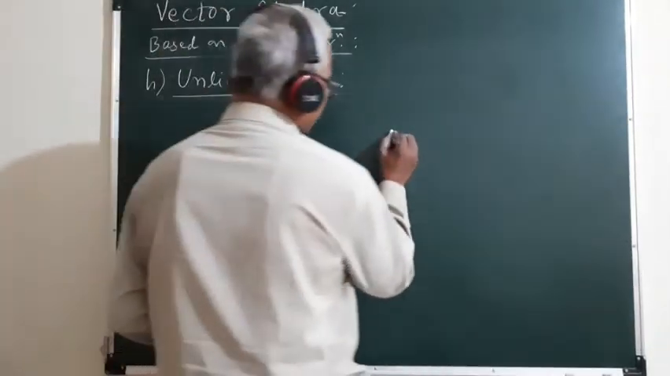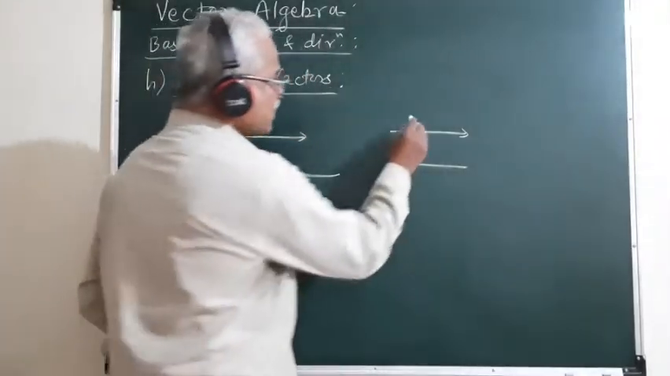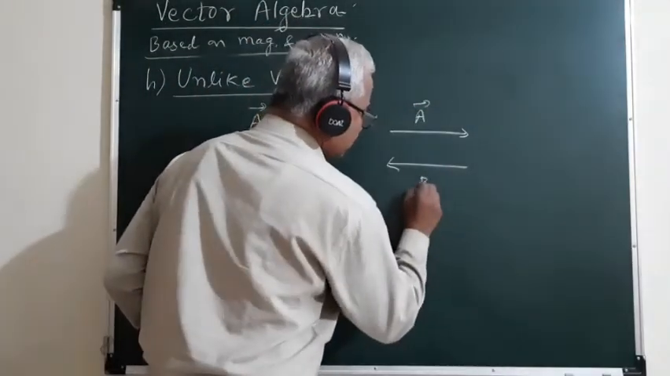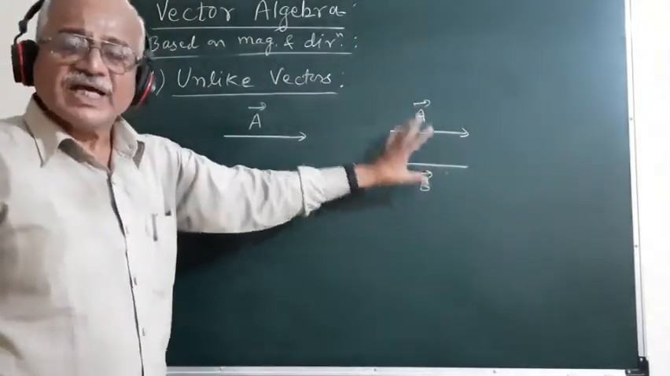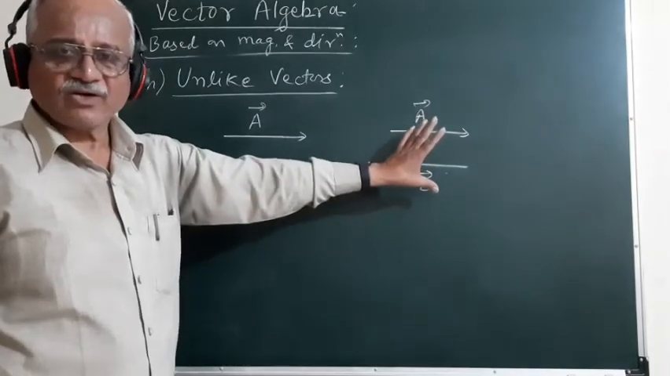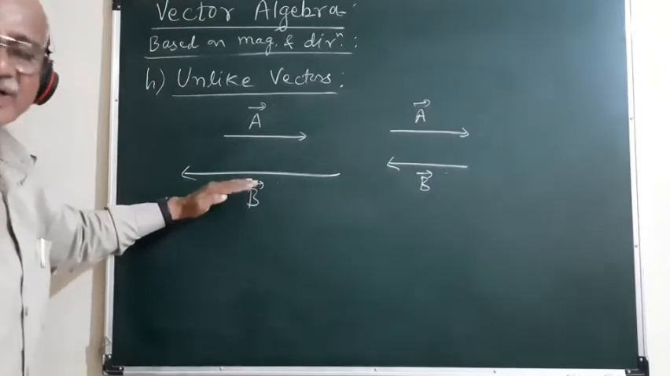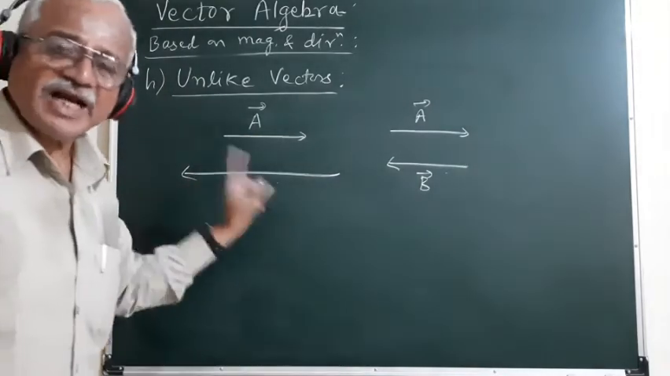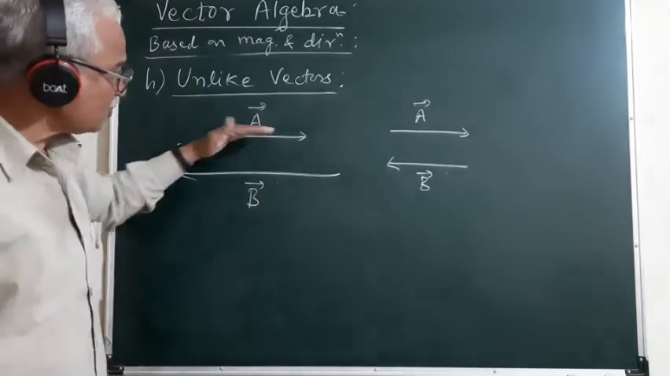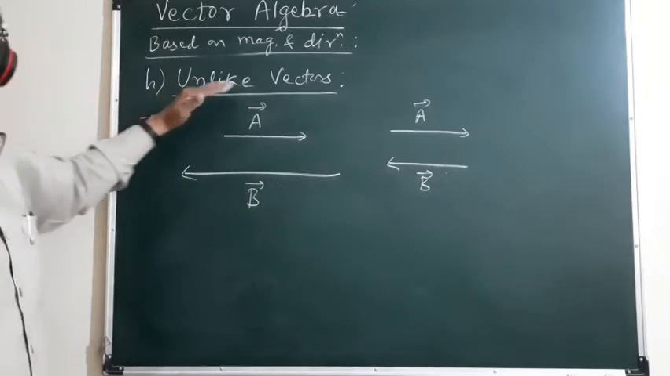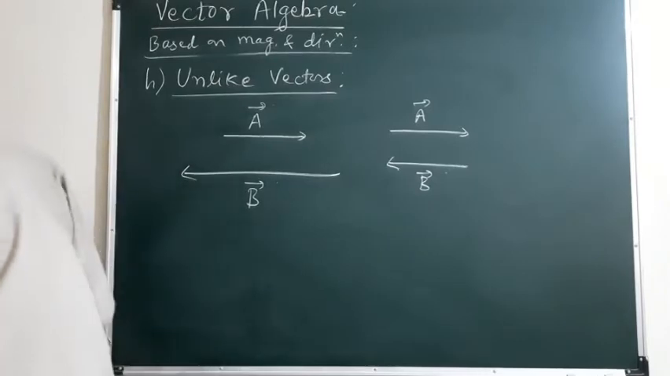Earlier we have seen that if we have two vectors having exactly opposite directions but their magnitudes are the same, they are called negative vectors. But if the directions of the two vectors are opposite to each other, and in addition their magnitudes are also different, then such two vectors are said to be unlike vectors. So that is the concept of unlike vectors.